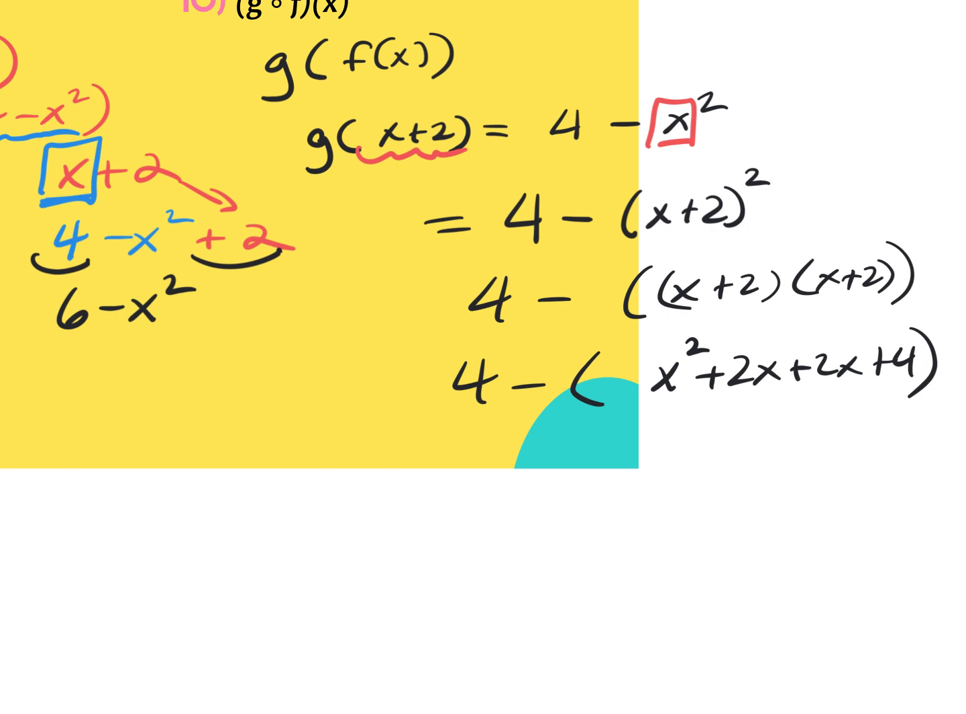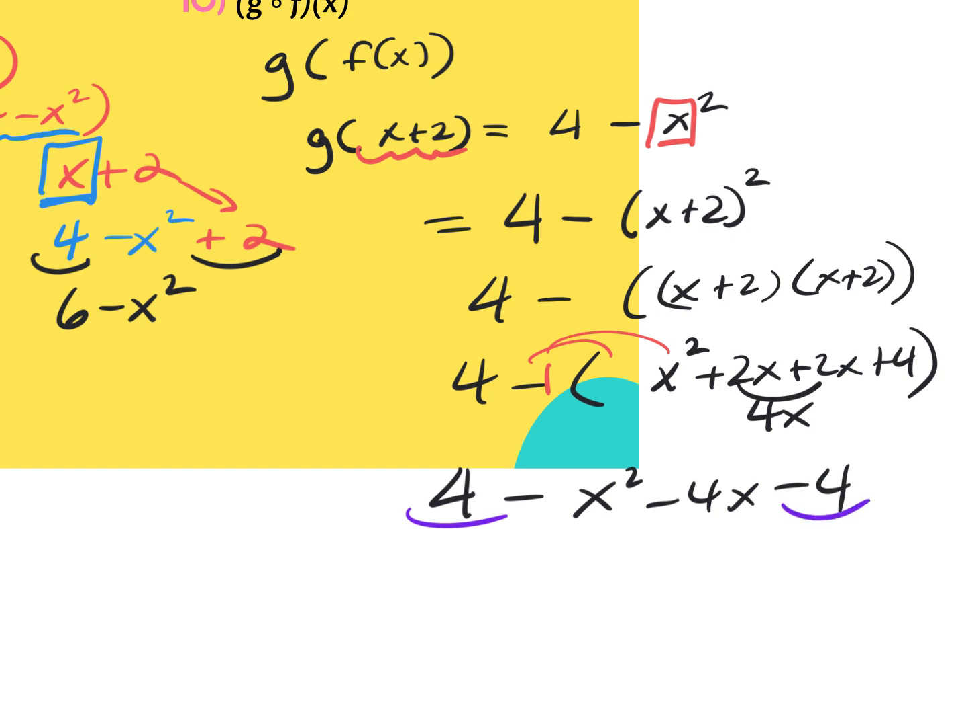I'm now going to distribute, or think of this as being a -1 that you're going to distribute, or distribute the subtraction sign. So now I get 4 minus x squared, and these combine to be a 4x. So minus 4x and minus 4. Look for your like terms. 4 minus 4 is 0. So my final composed function is -x squared minus 4x.